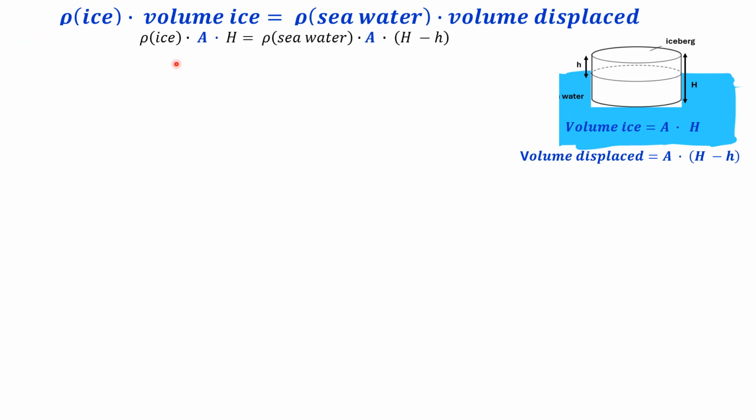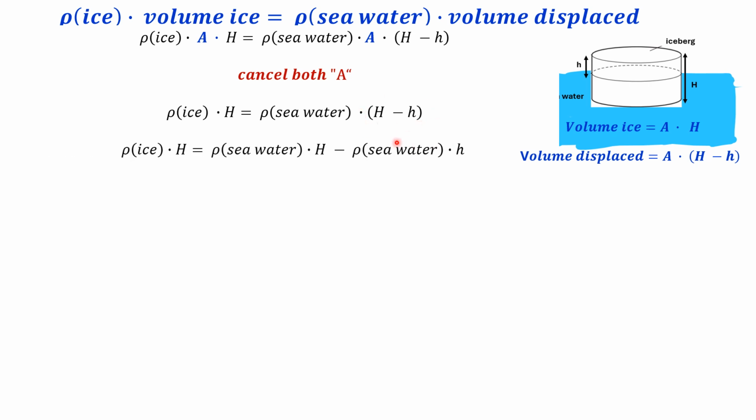Now, we can cancel both A's. What is left is the density of the ice times H is equal to the density of the water times the difference in height. Doing the distribution, we have the density of the seawater times H minus the density of the seawater times lowercase h. Because I want to calculate the value of lowercase h, which is the section of the iceberg that is outside the water, I'm going to rearrange here.